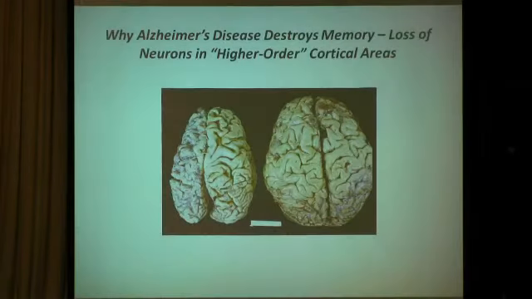Okay? So, just to review a little bit, like you could ever forget, Alzheimer's destroys memory. And it destroys memory because you lose neurons in these higher order cortical areas. So this is the Alzheimer's brain. This is an age-matched control. So this is a person of the same age who died possibly in a car accident or something. And you notice that prefrontal cortex here is diminished in size. The neurons are gone, so it's smaller.